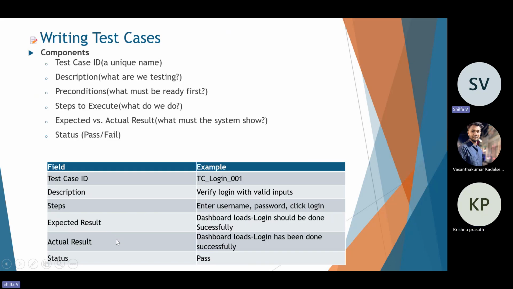This is the actual result, what we have checked in our system. That should be the same: login has been done successfully. If this is the same, it is a pass. If it is not logging in successfully, that is a fail case, and we need to raise a bug. This is the basic format of writing test cases.